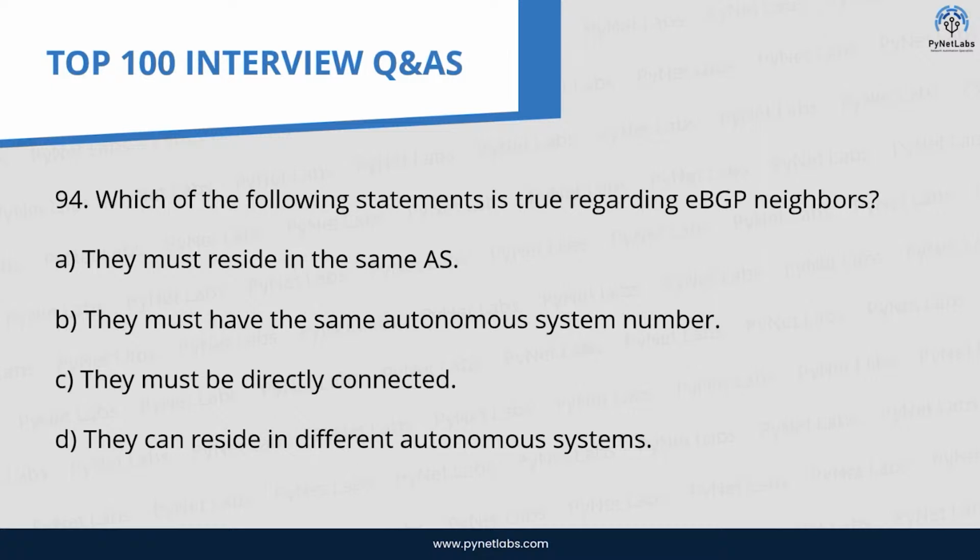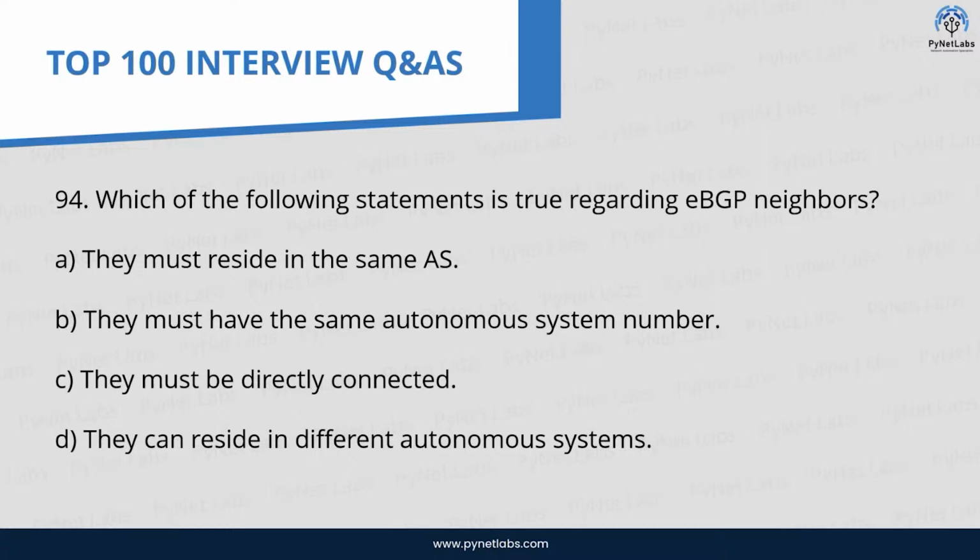But as per this question, the correct answer is going to be option D. They must have the same autonomous system number, as well as reside in the same autonomous system, is not correct. They can reside in different autonomous systems. It means the neighbors can reside in multiple autonomous systems, where eBGP is used to establish the peering session between the routers in different autonomous systems, just to exchange routing information between them. So this is going to be the correct answer, option D.